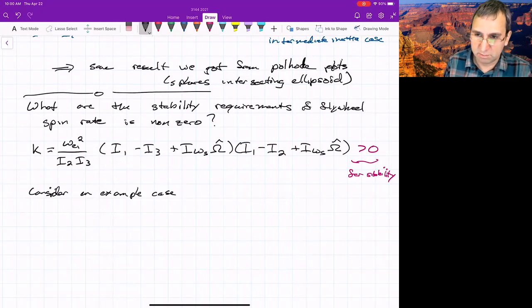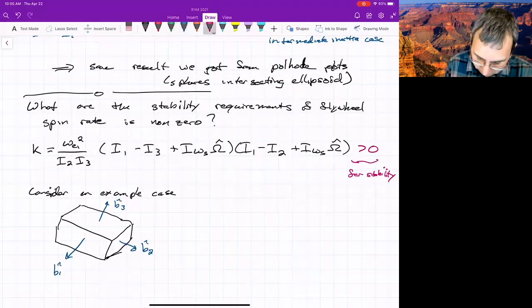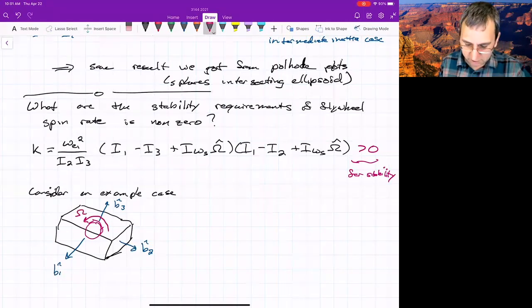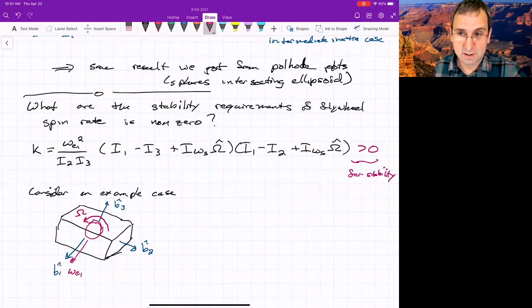I'm going to just sketch something. Here is the satellite. Got our B1, B2, B3 directions. And this includes a flywheel. It's spinning around some speed, omega. We've got this spinning in this direction. We want it to spin in that direction with omega E1.